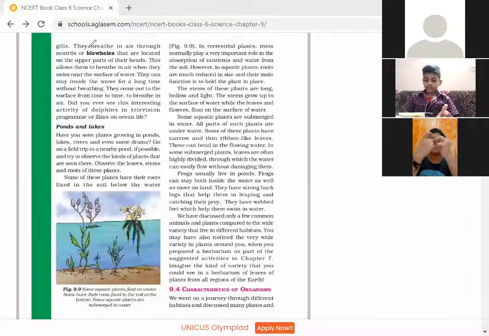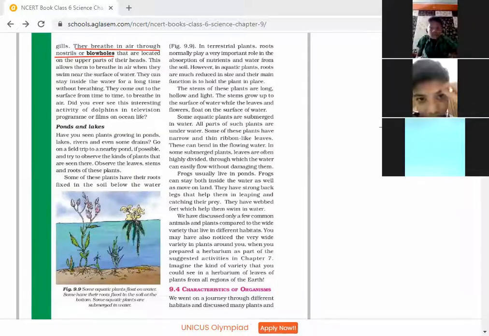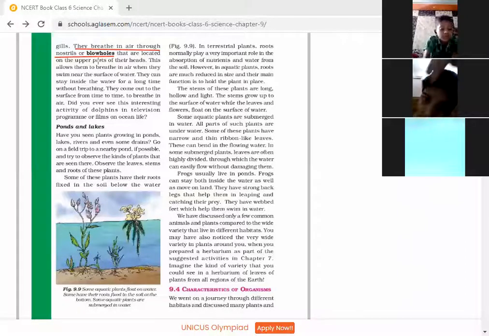Next, we'll discuss the dolphin. Dolphins do not have gills. They breathe in air through the nostrils or blowholes. Kindly underline, it's very, very important. You may find this question in the extra one. In 1 mark questions, this can come to you. How do dolphins breathe? They breathe through the nostrils or blowholes. This allows them to breathe in the air when they swim near the surface of water.